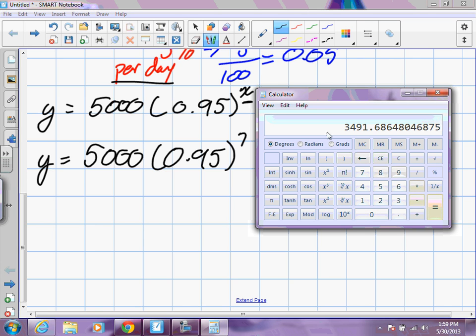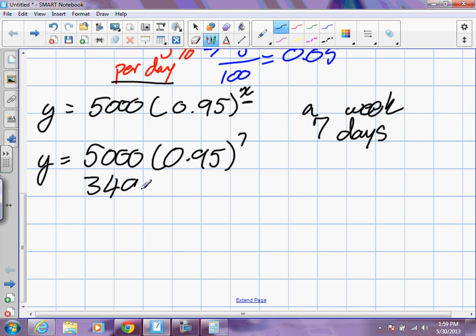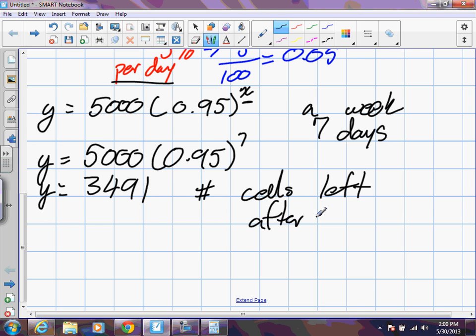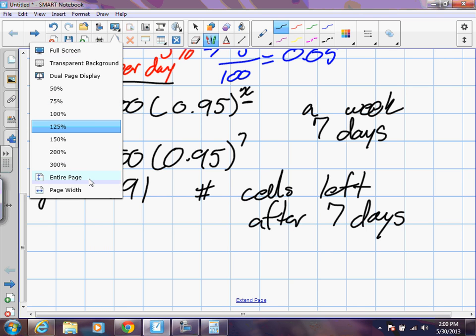So 3,491. 3,491 are the number of cells left in that culture after 7 days or a week. Okay? And this can continue. Now remember, because we're decreasing by percentage, we'll never actually hit 0. It will just be a percentage decrease. We might only have a percentage of one cell, but we'll never get to a value of 0, which is very important for what we're doing here. Remember, there is a horizontal asymptote on our x value.